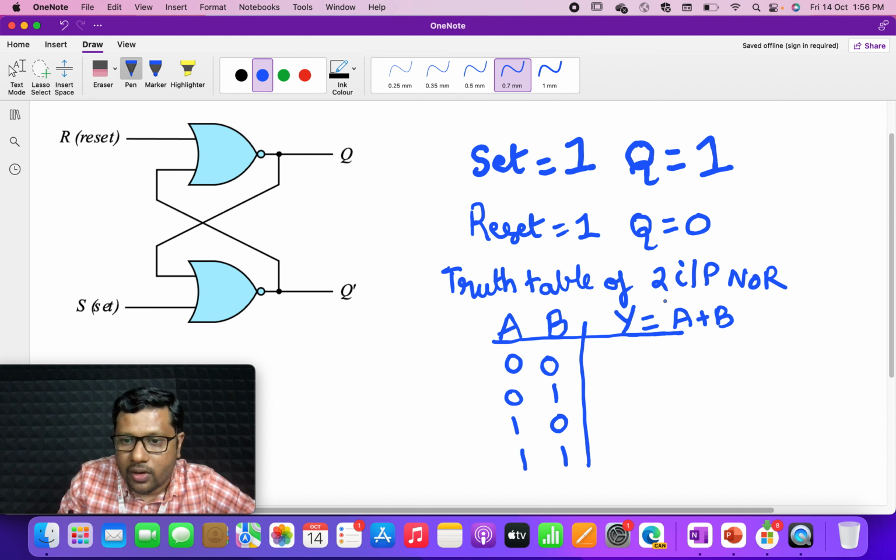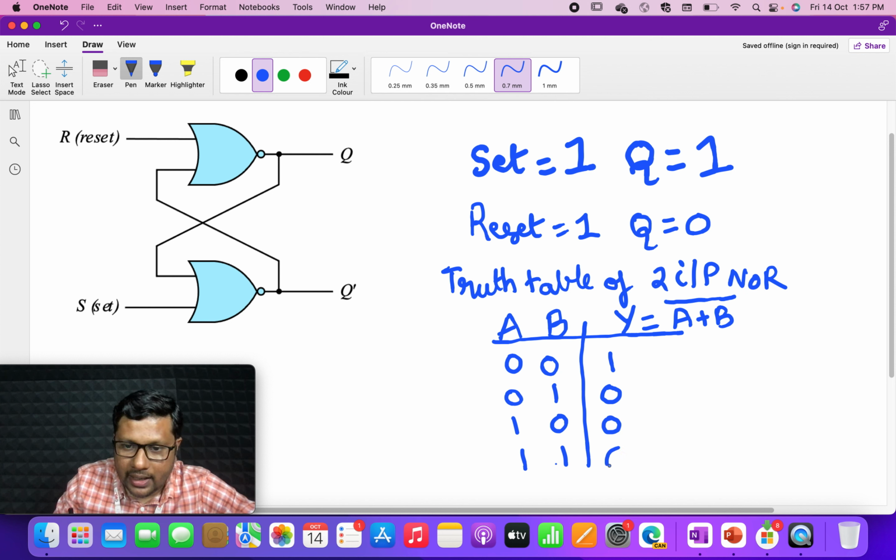I think most of you are well versed with the basic gates, so this shouldn't be a problem. 0 or 0 is 0, but its complement is 1, so this is 1. 0 or 1 is 1, its complement is 0, so this is 0. 1 or 0 is 1, its complement is 0, and 1 or 1 is also 1 and its complement is 0. So this is the truth table of any two input NOR gate.